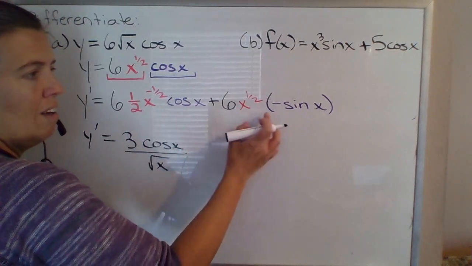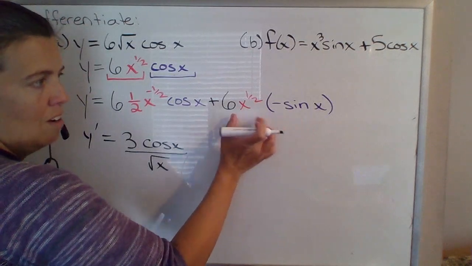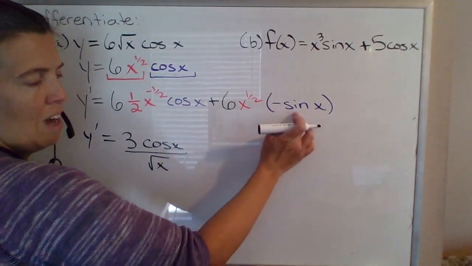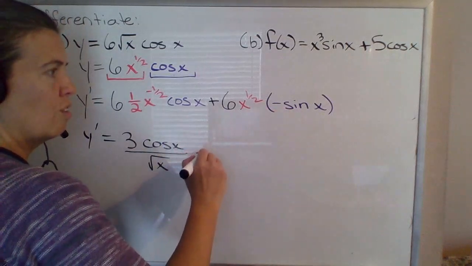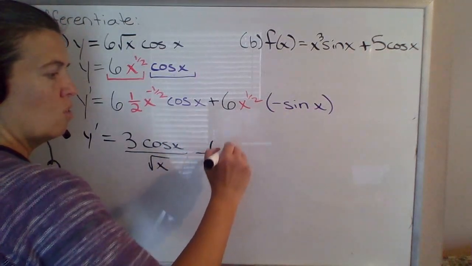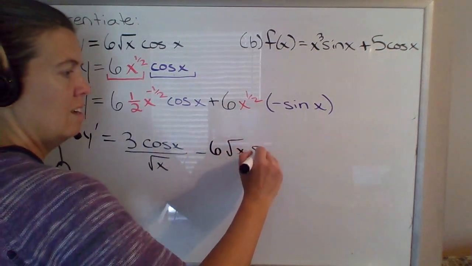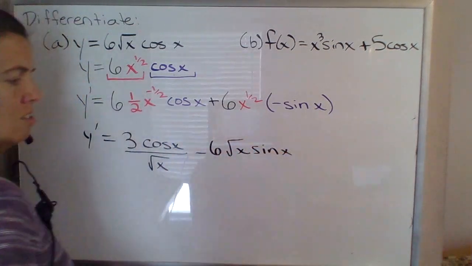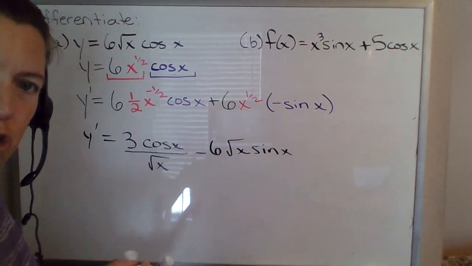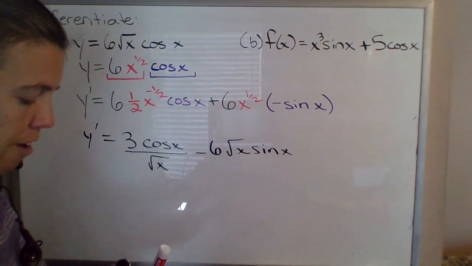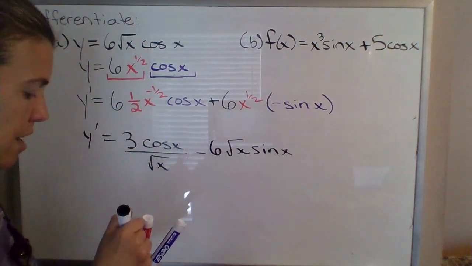All right, plus, but then when I multiply this, I'm going to get a negative 6x to the 1/2 sine x. So I'm going to go ahead and bring that negative to the front. 6x to the 1/2, I'm going to switch that back to the square root notation, sine x. Now, depending on if the instructions in the problem are for you to simplify or not, you could stop here if you're not specifically asked to simplify.